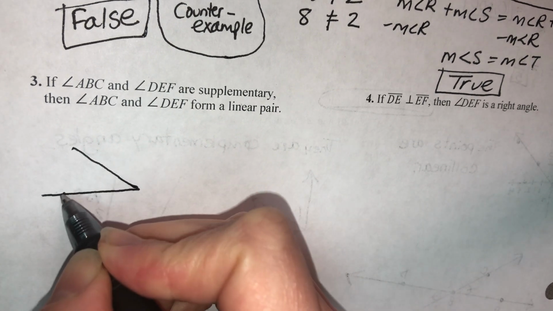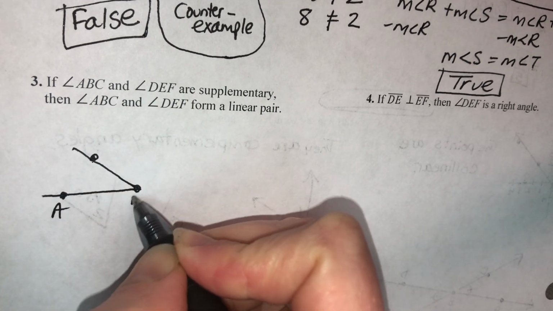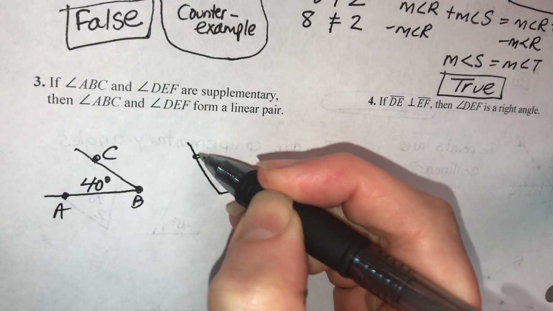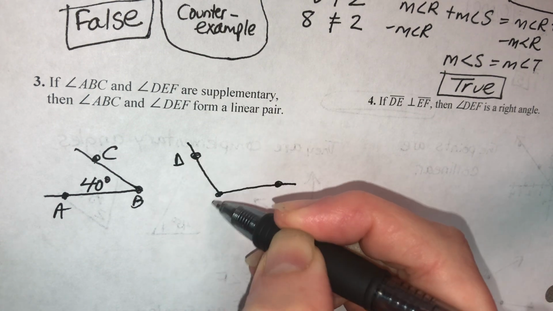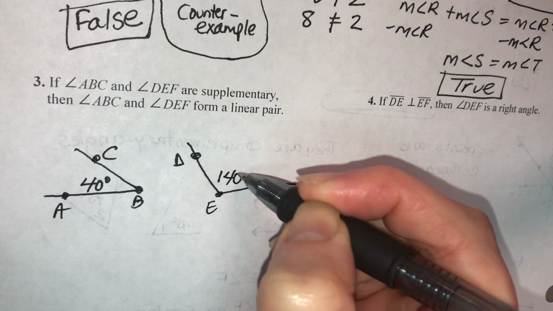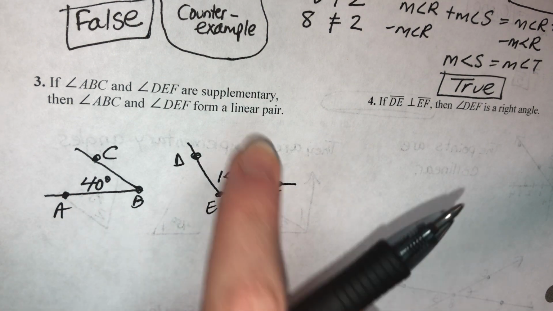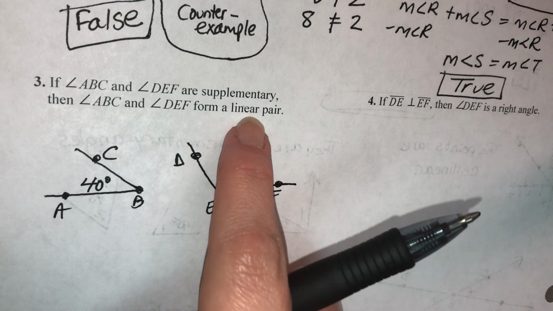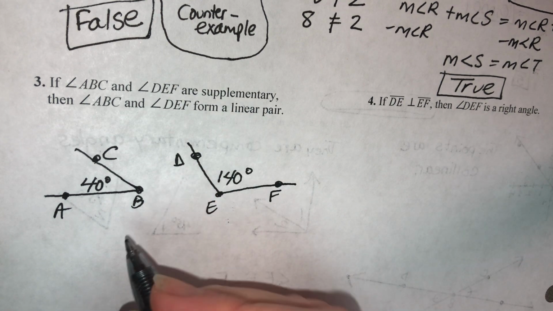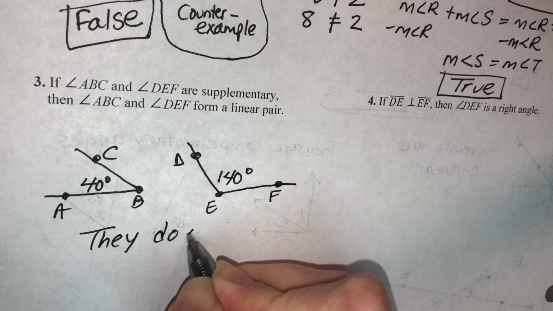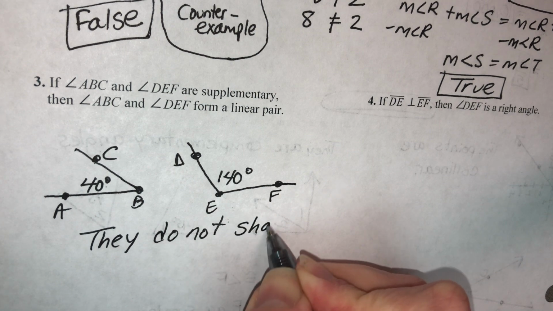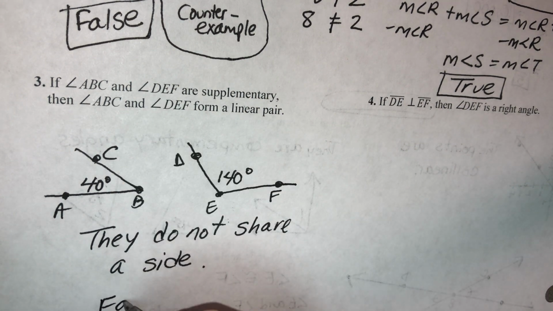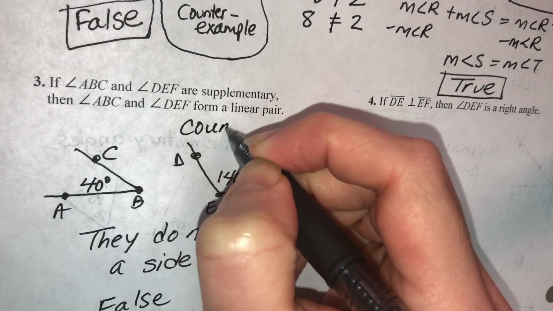If I draw angle ABC and say, hey, this is a 40-degree angle, and over here I draw angle DEF and say angle DEF is 140 degrees. These two angles add up to 180, so they are supplementary, but they do not share a side. They're not touching at all. They're not adjacent to each other, so they do not form a linear pair. So they do not share a side. So the statement is false, and this picture is my counterexample.